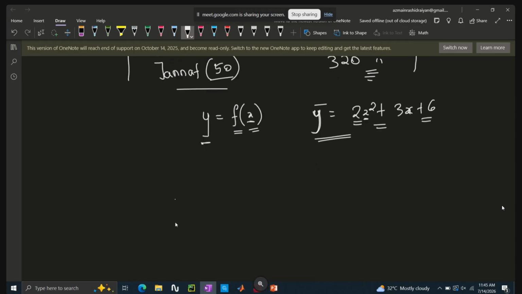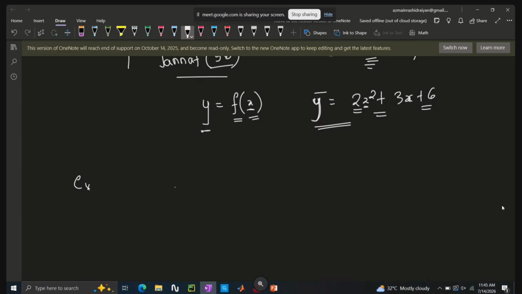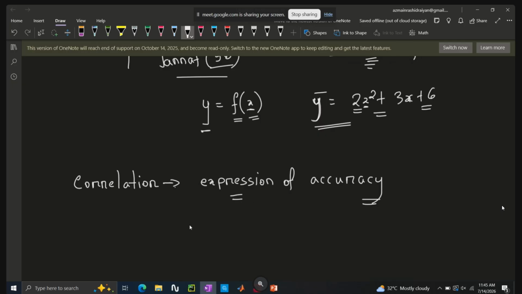Now, what is correlation? Correlation is an expression of accuracy. What does it mean by the expression of accuracy? First, let's learn how the correlation coefficient is denoted. The correlation coefficient is denoted as R.